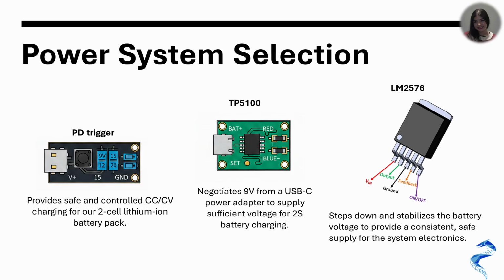Next, we chose the TP500 because we are using a 2-cell lithium-ion battery pack. The TP500 limits the charging current, regulates the voltage, and stops charging once the battery is full. This prevents overcharging, overheating, and potential battery damage. Finally, we use an LM voltage regulator to provide a stable output voltage to our components. The LM2576 regulator steps down and stabilizes the variable voltage to ensure reliable system operation.